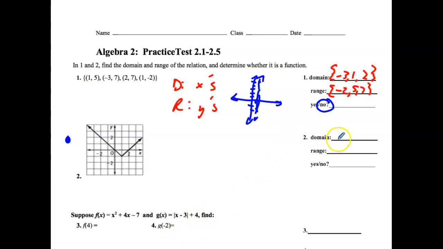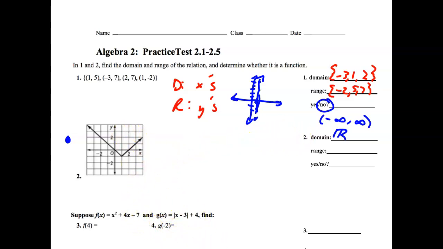You could write all reals, or put this big looking R, make an 11 turn into an R. If you did interval notation, you would say negative infinity is how far left you go, and positive infinity is how far right you go. You can never equal infinity, so you'd always use parentheses on those. Those are your possible answers for domain.